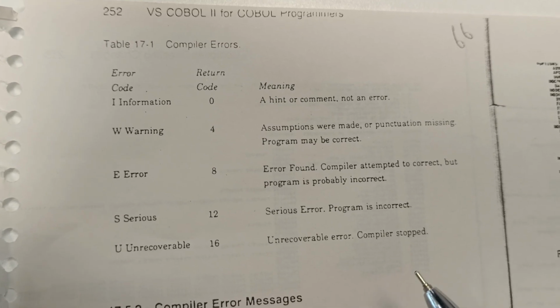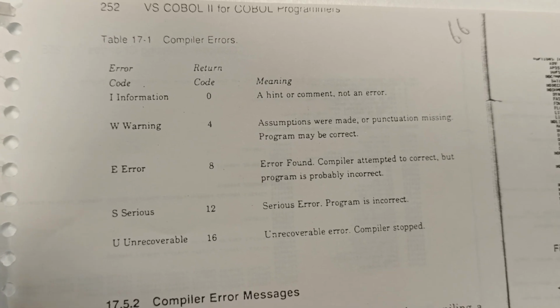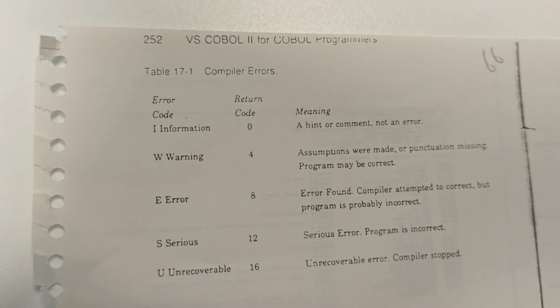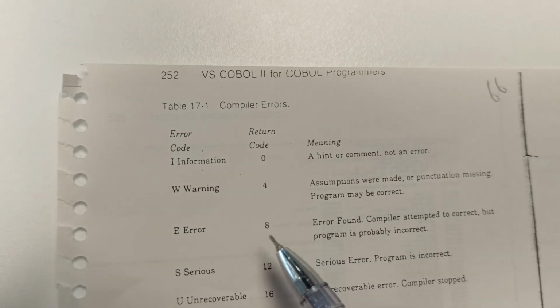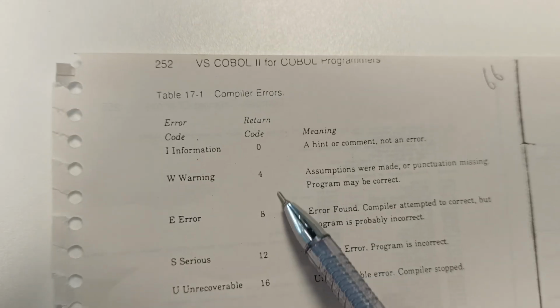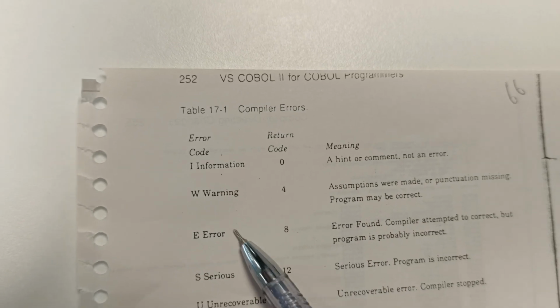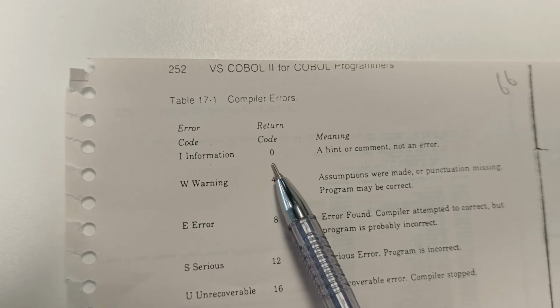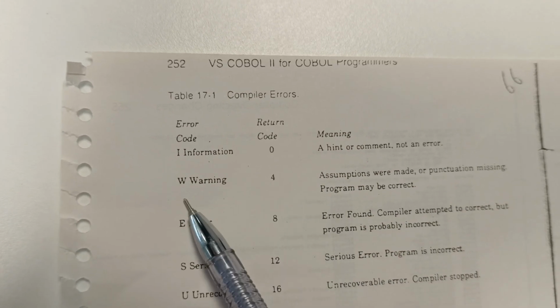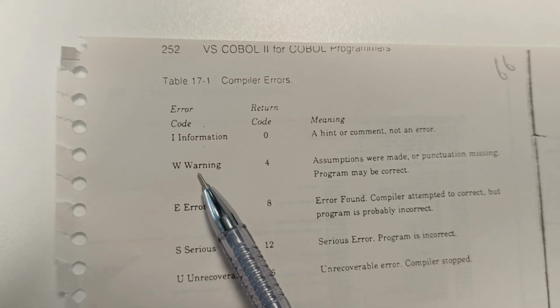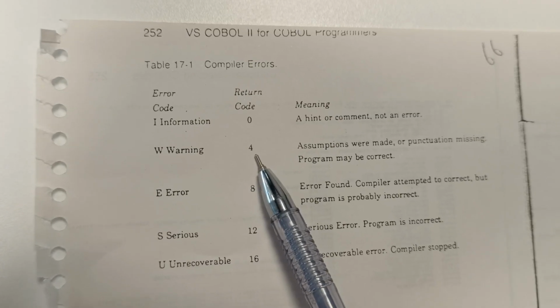Hi friends, today the topic I am going to cover is COBOL compilation error and VSAM error return codes. In the COBOL compilation error codes, mostly we see five types of return codes. One is I, nothing but information, meaning the return code is 0 and everything is correct in your program. Sometimes you will get a warning message, and the return code is 4.